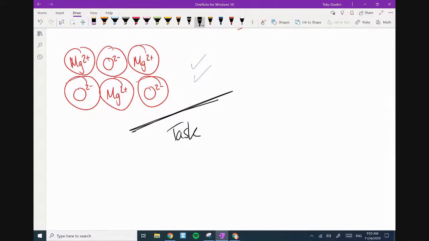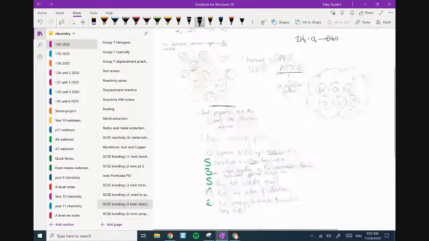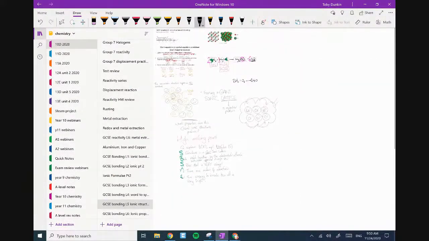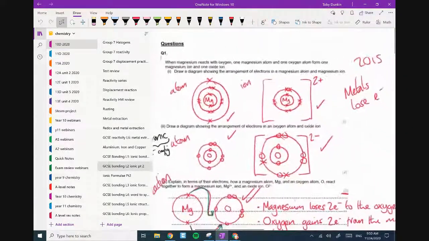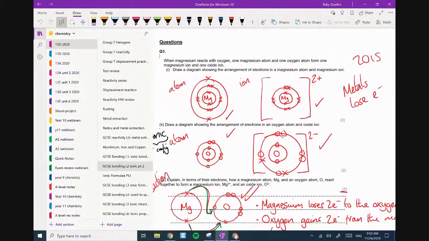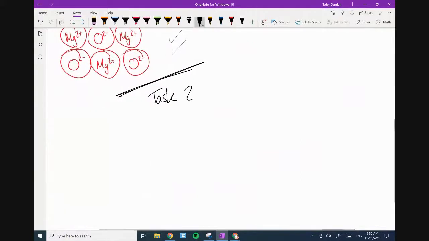This is an evolution of this, and as I said, we've done this in lessons as well. It's quite nice to go back and have a look at where this appears. Have I done this? Yes, we did. We had these questions from the exam showing the formation of ions. We did the reaction of them in lesson 2. So it's nice just to give you a second question, task number 2.